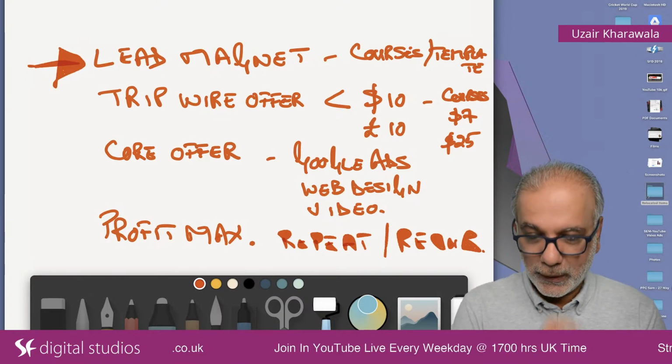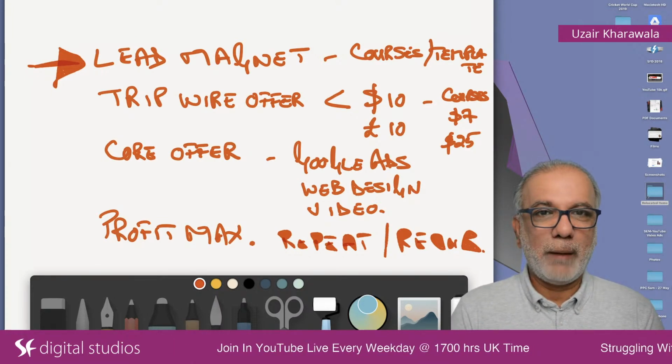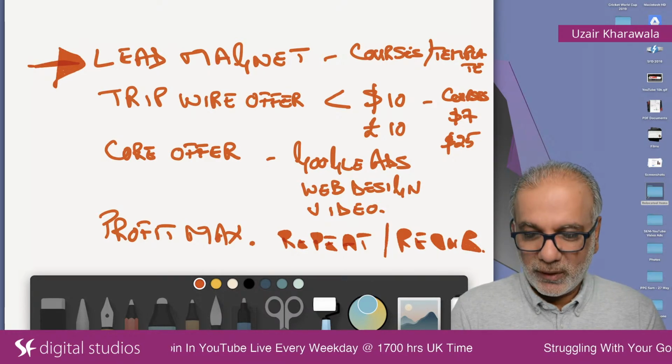So if you've got more budget, then you just throw a lot of campaigns on the wall at the same time to see what sticks and what doesn't stick.